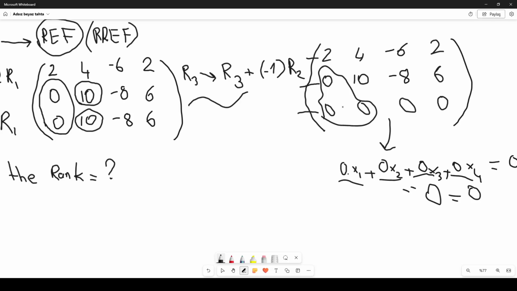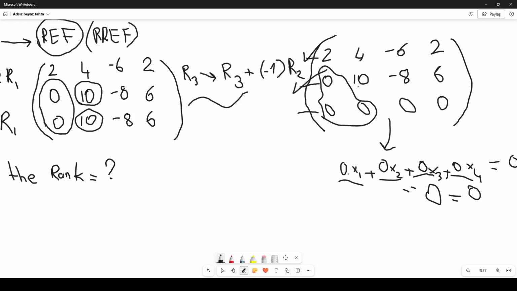How many rows are non-zero? So we have just two rows that are non-zero, right? The first row is a non-zero row and the second row is non-zero, but the third row is a zero row because all the values in the third row are equal to zero. So we have two non-zero rows.